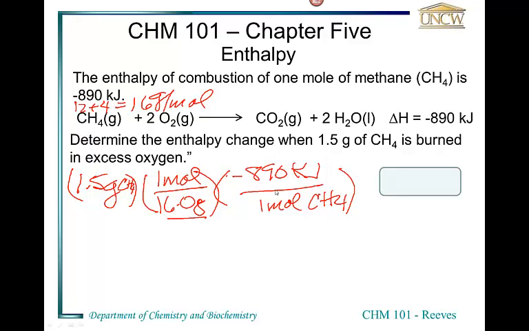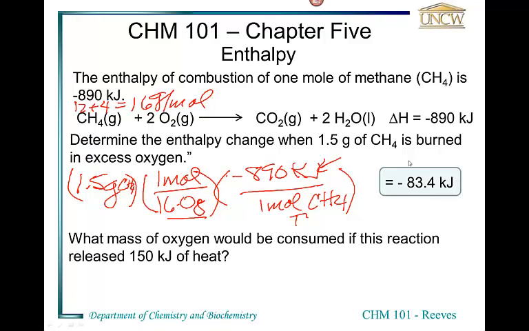And now I can multiply that by the conversion between heat or enthalpy change and amount. And when I do that arithmetic, it turns out that the enthalpy change for 1.5 grams is minus 83.4 kilojoules. So the amount you burn determines the amount of heat you get, where the conversion comes directly from the chemical reaction. All right, we can ask another question.